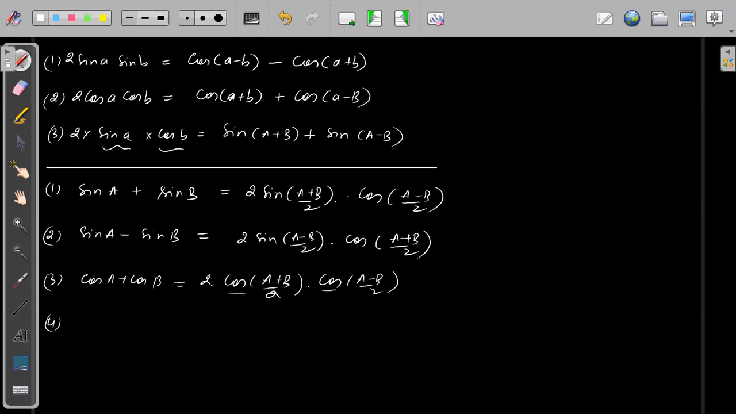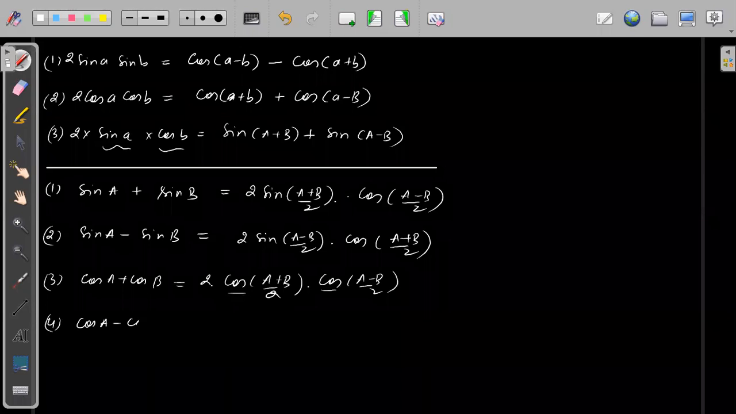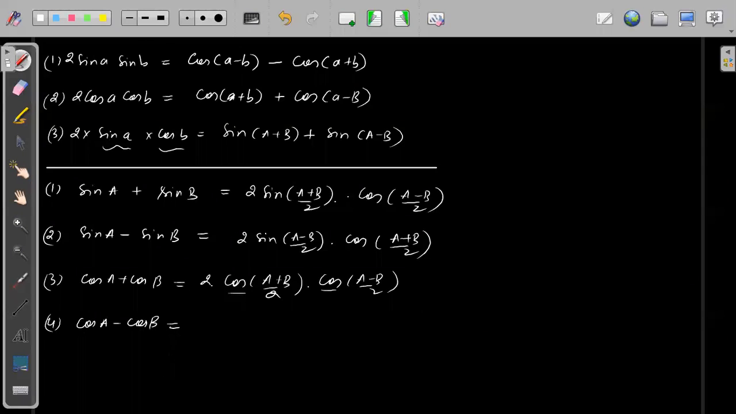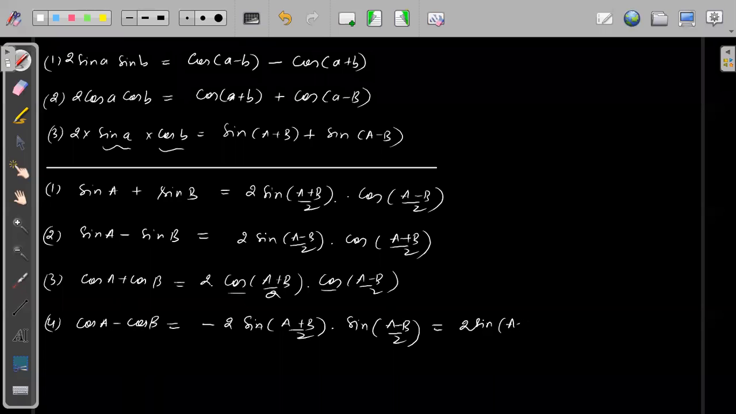Fourth form, cos A minus cos B. This was the only different form. Remember, this was the only different form. Cos A minus cos B is minus of 2 sin of (A plus B) by 2 into sin of (A minus B) by 2. This we can also write as 2 sin of (A plus B) by 2 into sin of (B minus A) by 2.